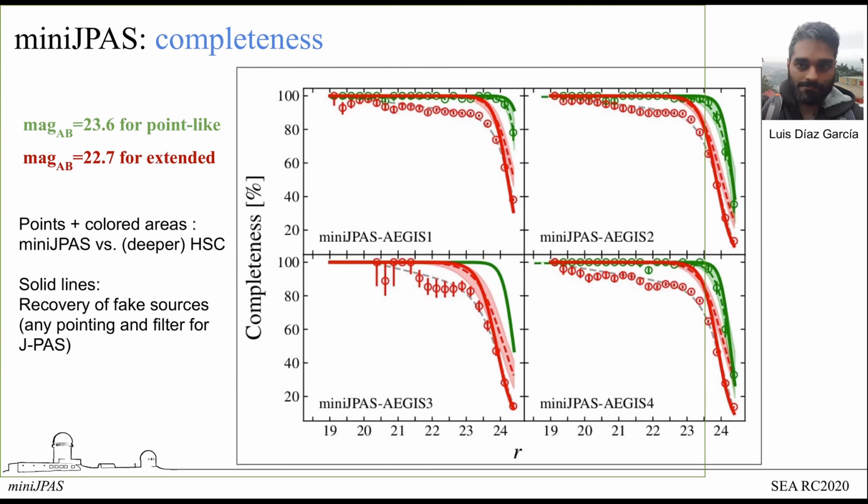for stars. And you can see some points and shaded areas. This is the comparison made by Luis. And then we have the solid lines that are the recovery rate that we obtain from fake sources that we inject in the images. This is very important because we don't have HSC in all the JPAS area, neither in the narrowband. So if we want to have some completeness in all the area and in all the filters, we need something based on the injection of fake sources.